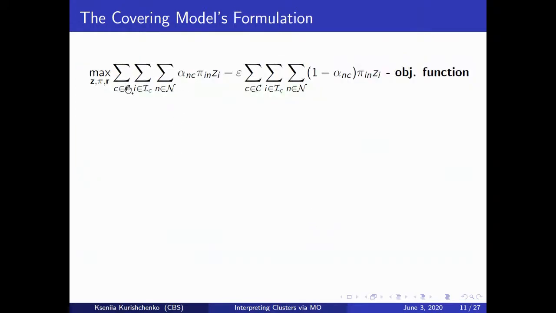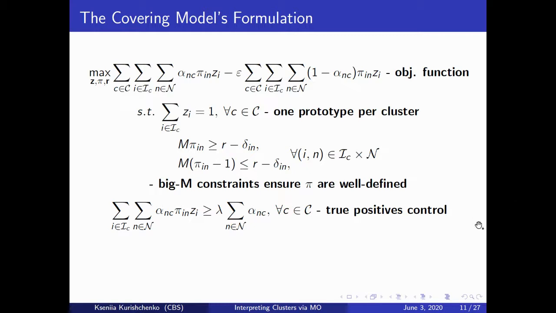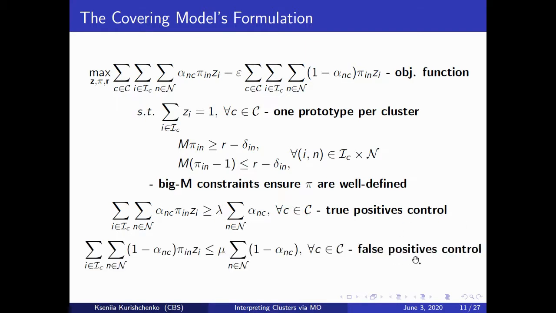So, as I said, we maximize total true positives, it looks like this, and minimize total false positives with some parameter. Then we have to ensure that we choose one prototype per cluster. Then we have to assign our individuals to the chosen prototype, and it's actually a big M constraint. But in real life, this M is known. We can take some number relying on our data. Then, as I said, we have to control the total number, not the rate, of true positives, and that's our lambda, and the rate of false positives, and add some integer constraints and radius bounds.